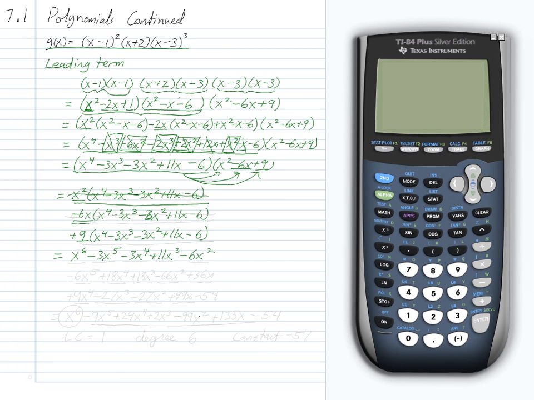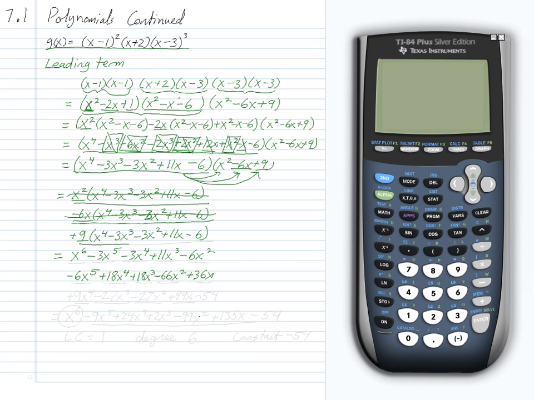My second line will give me negative 6x times x to the 4th, negative 6x to the 5th, negative 6 times negative 3 plus 18x to the 4th, plus 18x cubed. Let's see, 11 times negative 6 would be minus 66x squared. And negative 6 times negative 6x would give me plus 36x. And we're done with that guy.